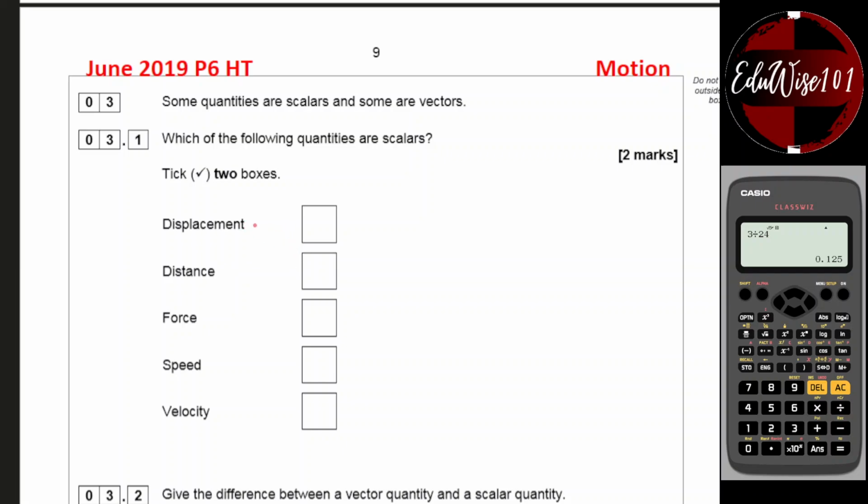Displacement is a vector quantity. Distance is a scalar quantity. Force is a vector quantity because it has direction. Speed is a scalar. Velocity is also a vector. So distance and speed.